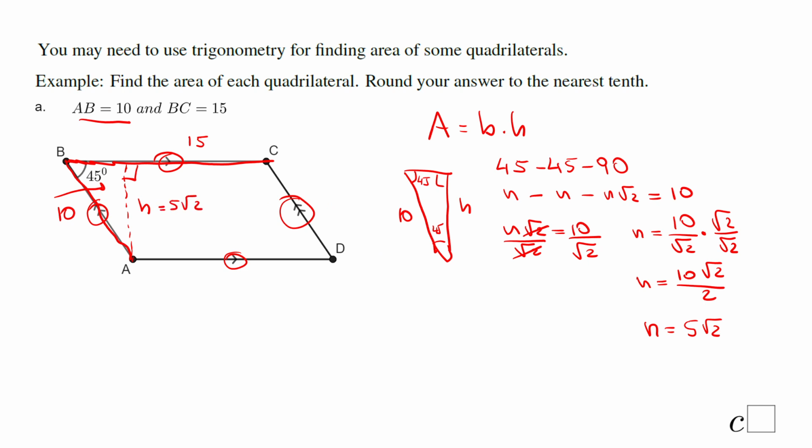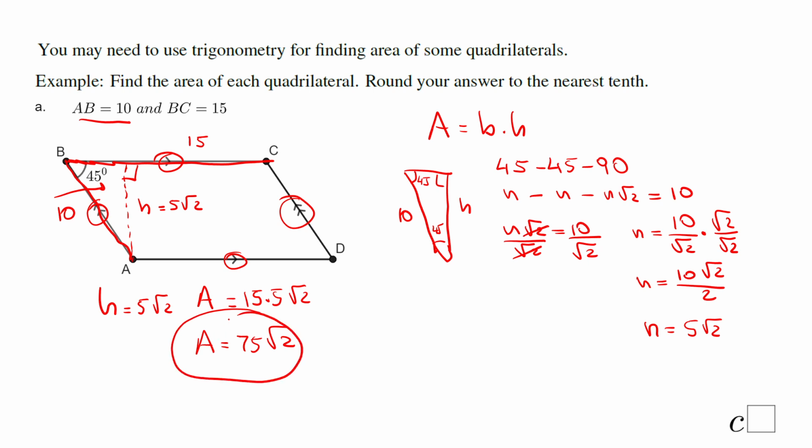Okay, so the height is really 5 square root of 2. We know the base is 15. So we can find the area. That will be 15 times 5 square root of 2. So that will be 75 square root of 2. This is the exact answer, in case you need it. Here we need to round it to the nearest tenth, so I'm gonna do that also. So let's see how much that is.